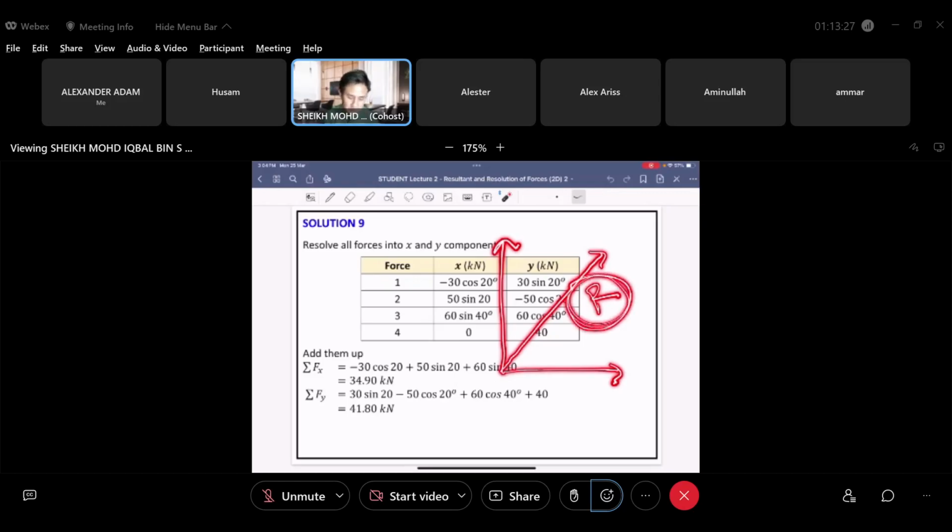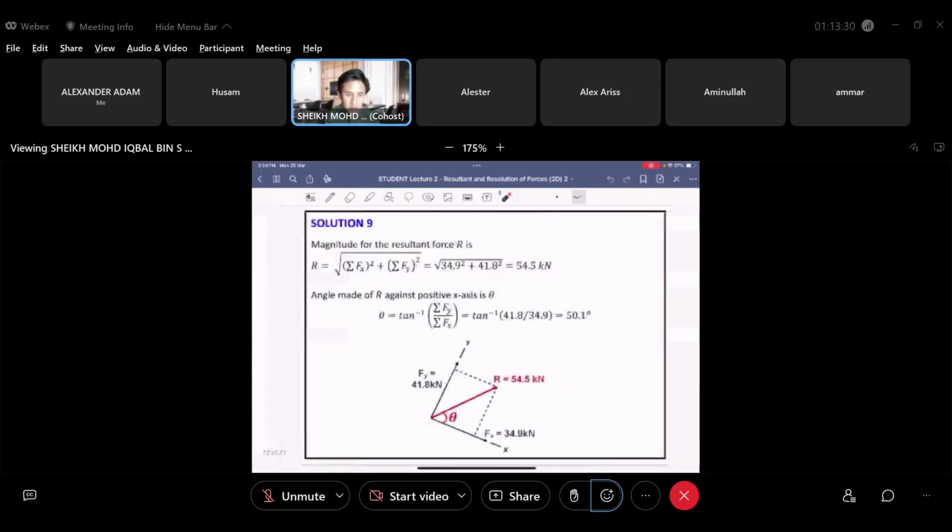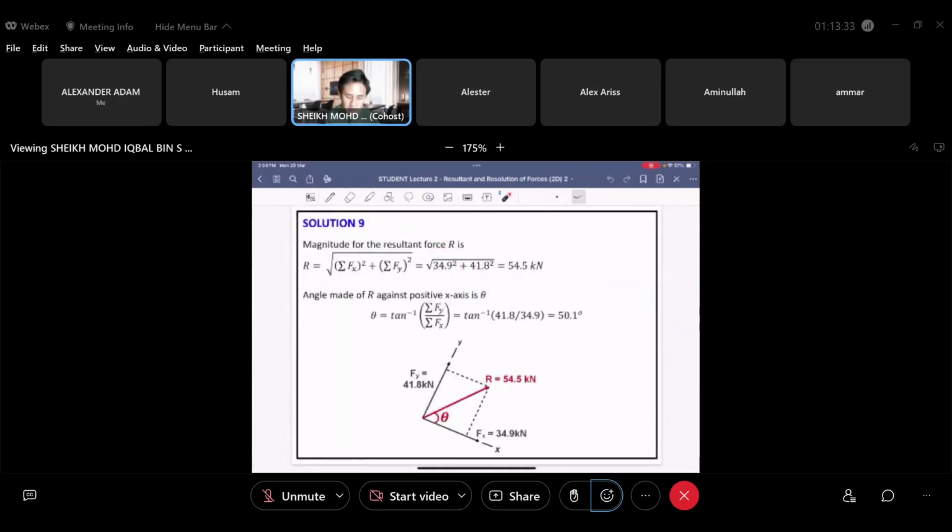Okay, once we draw where the resultant force is, we can straight away calculate the magnitude of the resultant force. The magnitude is just Pythagoras theorem, right? Sum of Fx in the x direction, sum of Fy in the y direction, you get your magnitude, which is 54.5. Right? Then you need to find the angle. It wants to find the angle against the positive x-axis. So if we draw back, it will be here, the positive x-axis. So it's just using basic trigonometry. So tan inverse 48.1 kilonewton divided by 34.9 kilonewton, you will get your angle, which is 50.1 degree.